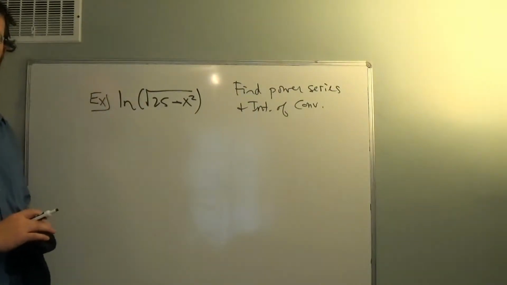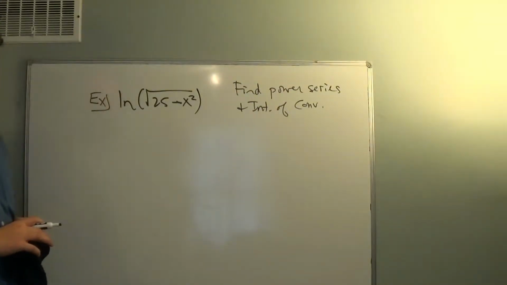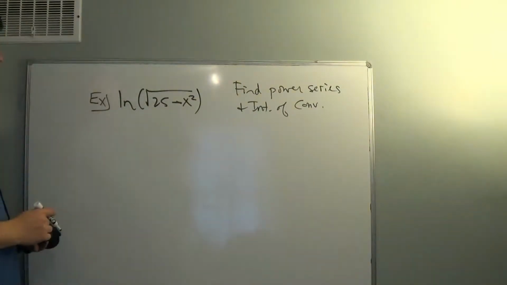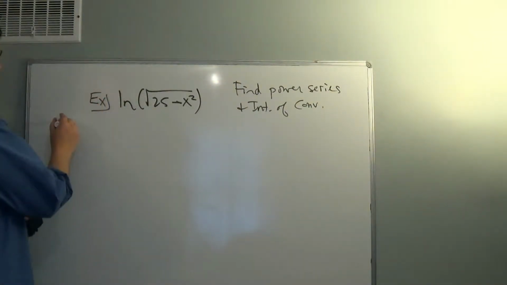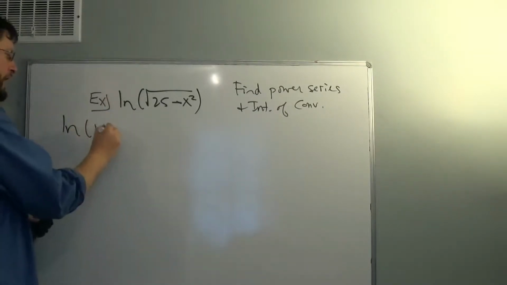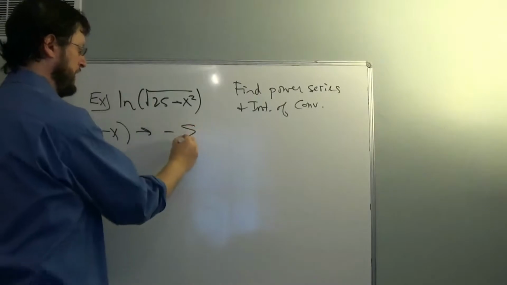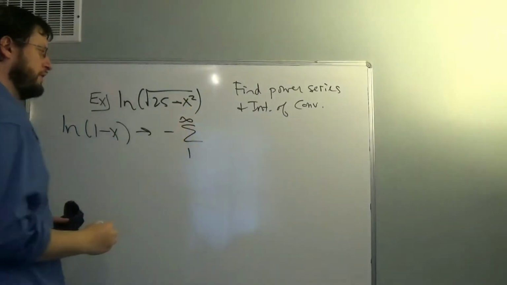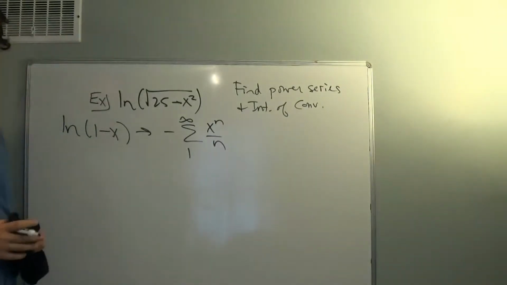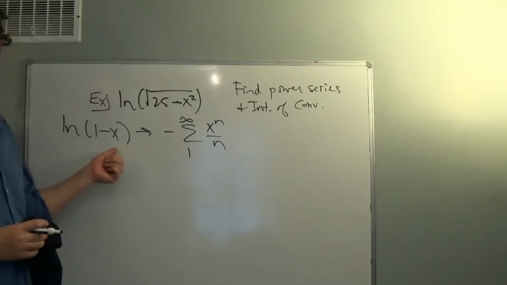Let's find the power series representation in an interval of convergence for ln root 25 minus x squared. So remember that our basic one to know for this is that the ln of 1 minus x becomes negative sum 1 to infinity x to the n over n. That is our power series representation of ln of 1 minus x.